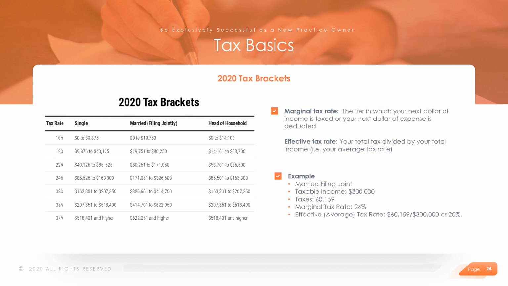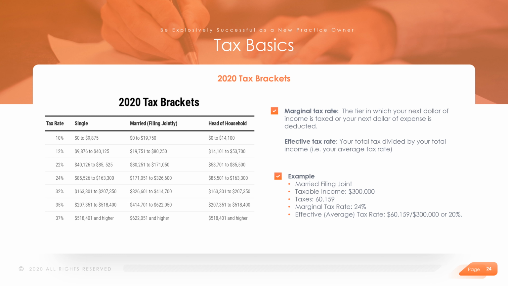Your effective tax rate is simply what you paid in taxes divided by your income. $60,159 divided by $300,000 equals, rounding, 20%. That is your effective or your average tax rate. Notice that your average or effective tax rate is less than your marginal tax rate. And unless you're in that first tier of 10%, that will always be the case. And the reason why is that just because you're in the $300,000 income range doesn't mean that all of your income is taxed at 24%.